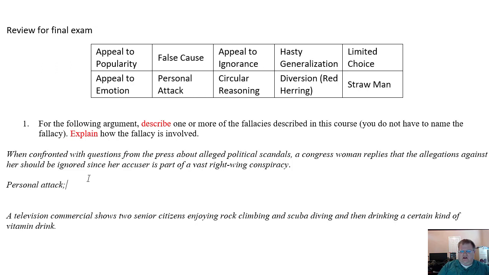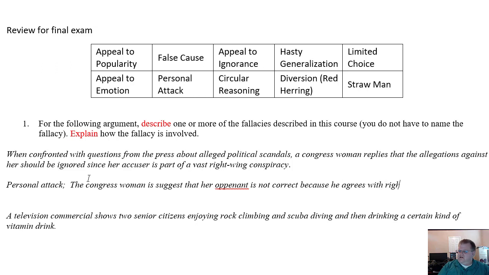So what they're trying to get us to recognize is the personal attack fallacy. And what that means is, or what she's saying is, the Congresswoman is suggesting that her opponent is not right, opponent is not correct, because he agrees with right-wing conspiracy.